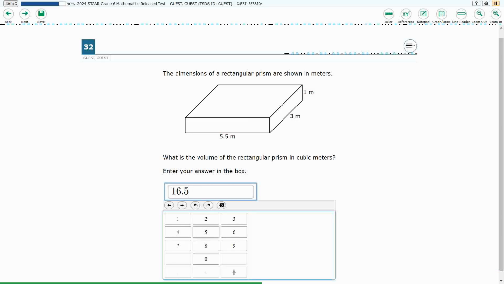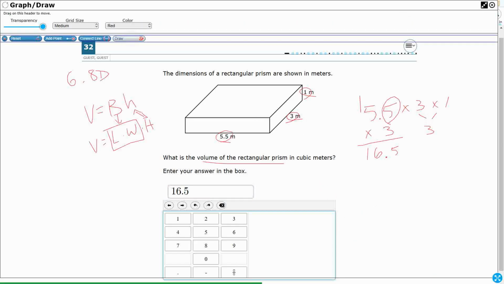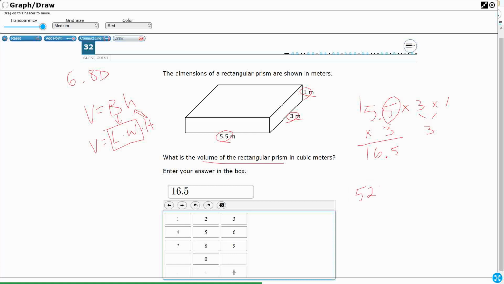16.5. And that's it. That is our answer in cubic meters. Now, it's a 1-point problem. You either get it or you don't. And we had 52% of our students able to get this correct. So not quite at that 60% that we would expect for something as simple as 5.5 times 3, but there's no technology allowed on this.